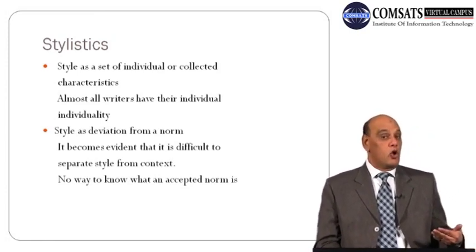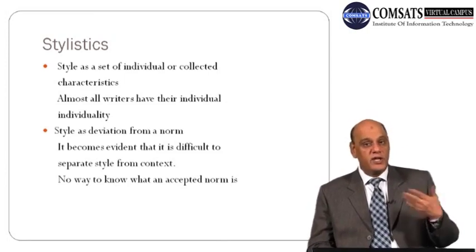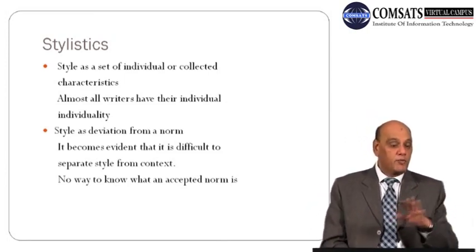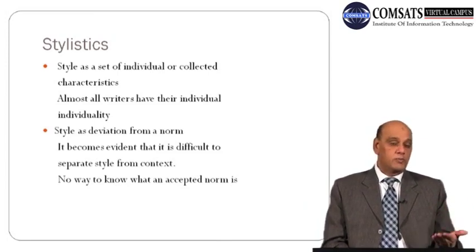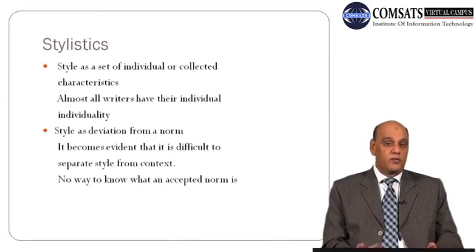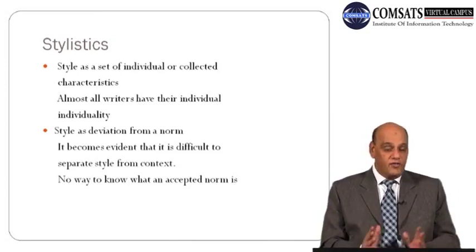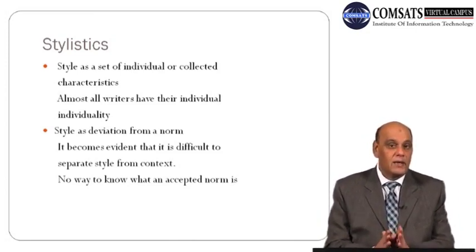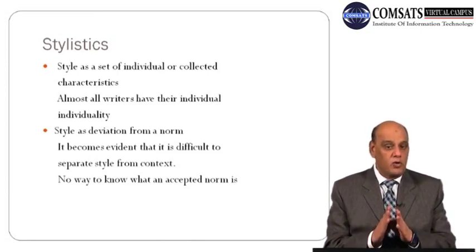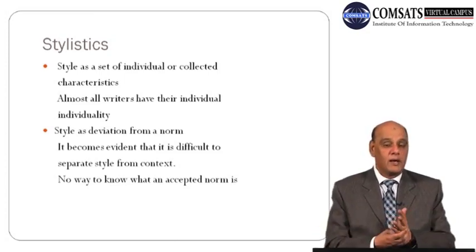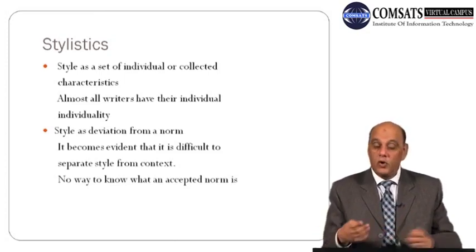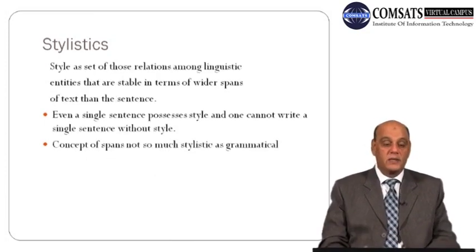Norms are not defined, because norms are likely to change with the changing generations and with the movement of people across societies. Norms are changed just because there is a movement. So with changing norms, you can't define one particular standard of norm or one particular shape of norm. So how can you say that you deviate from a norm and you make a style? So there is no way to know what an accepted norm is.